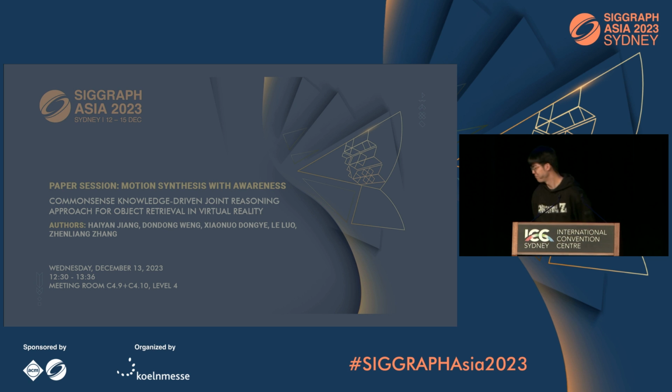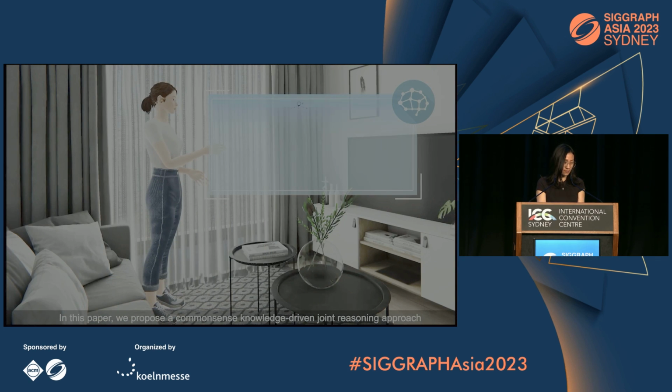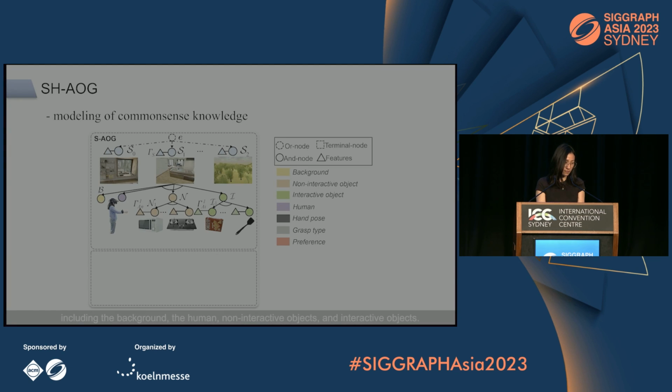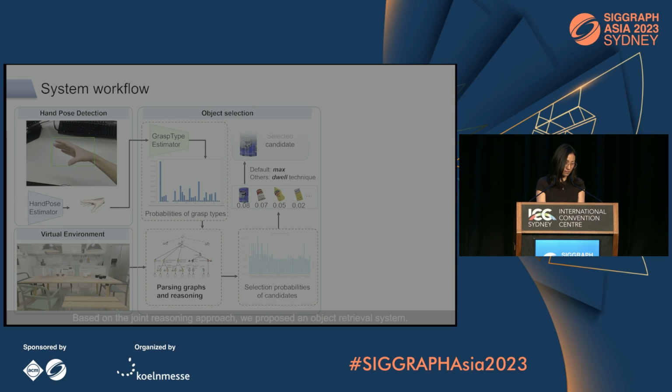In this paper, we proposed a common-sense knowledge-driven joint reasoning approach for object retrieval based on the contexts. We proposed an SHAOG to model common-sense knowledge, including the background, the human, non-interactive object, and interactive object. Based on the joint reasoning approach, we proposed an object retrieval system.